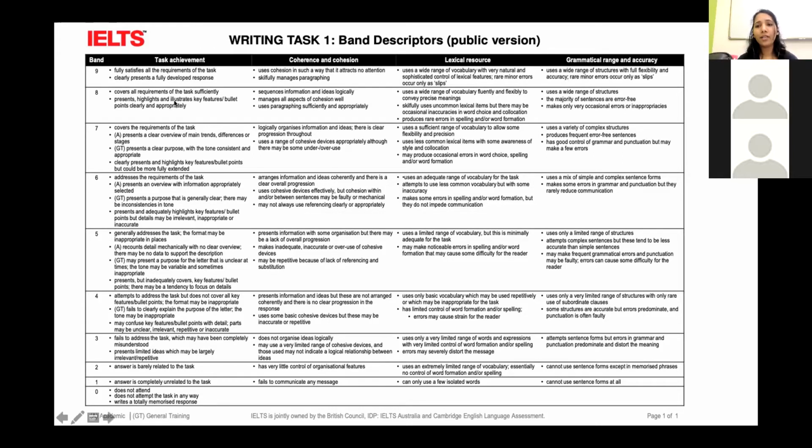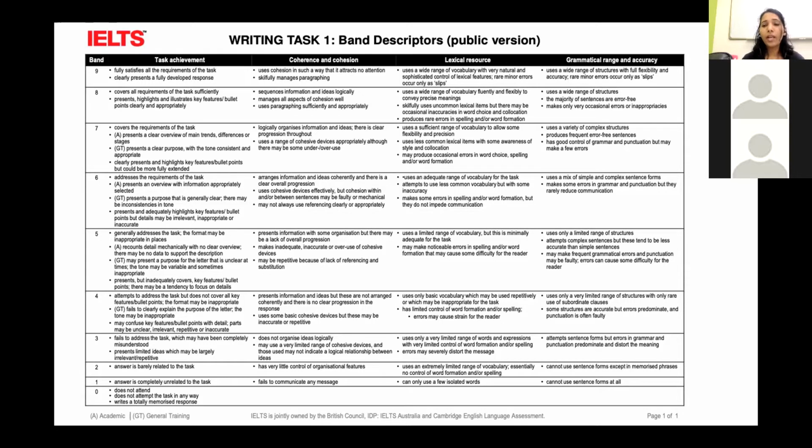And the last factor is your grammar range and accuracy. Here you need to use a variety of compound, simple, and complex sentences. I will explain today. I was thinking of explaining all the 3 sentences today, but let's see how it goes. So you should use a variety of complex, simple, and compound sentences. In short, display use of simple sentences and complex sentences, as well as compound complex sentences, which we will see today.